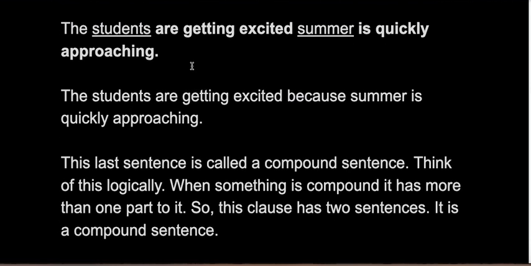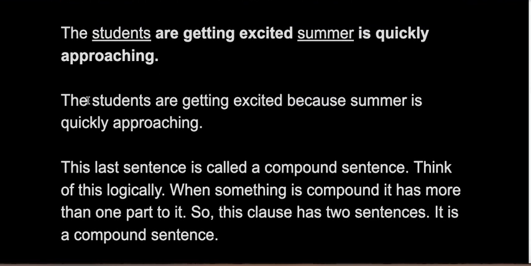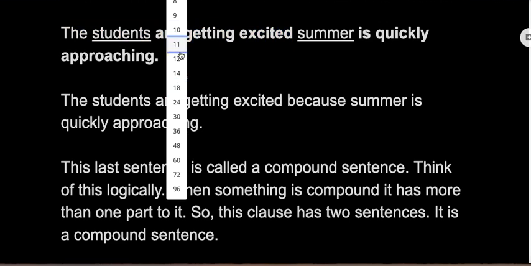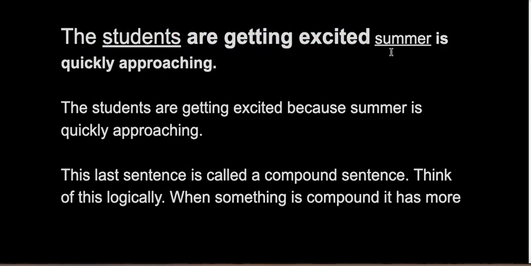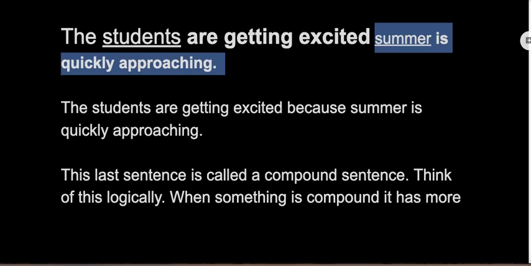And we can double check that by looking at subjects and predicates. If we look up here, the one above, who or what is this sentence about? Well, the first part is about the students. Subject, what about them? They are getting excited. That's a complete thought. We're just going to make that a little larger. Now let's check the other half. Summer is quickly approaching. We have another subject and another predicate. Just going to make that a different color.